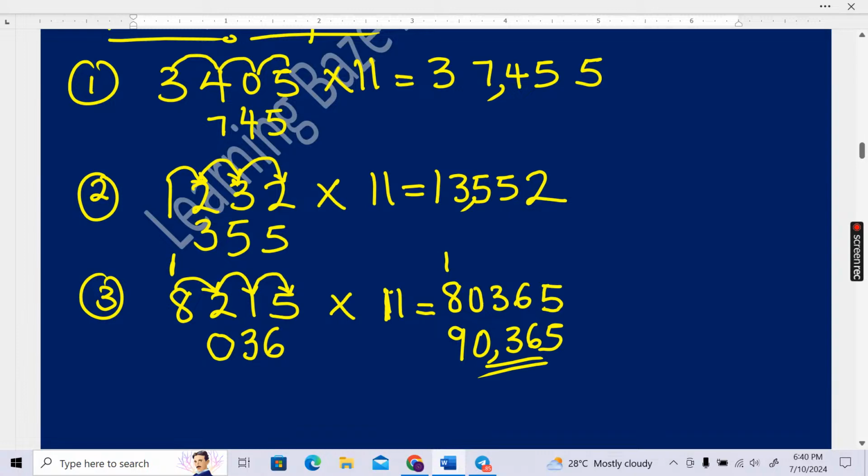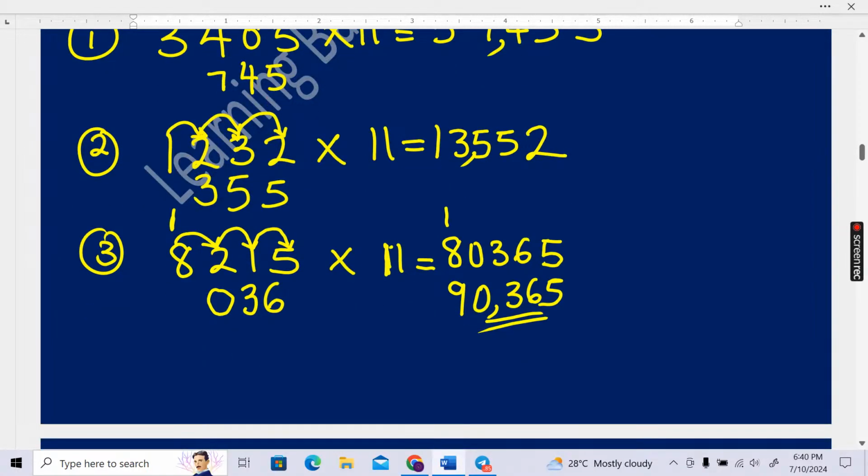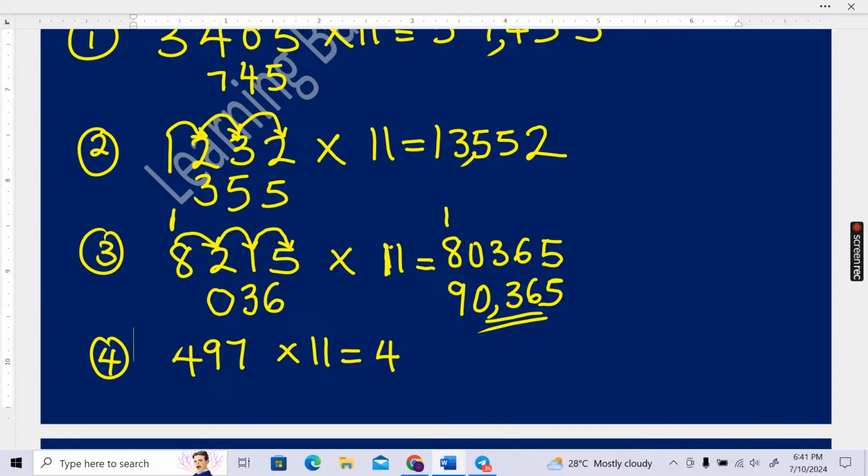90,365 is the answer to 8,215 times 11. Now look at this next example. What is 497 times 11? 497 times 11. Write down the first and the last digit with a space in between. The last digit is 7.